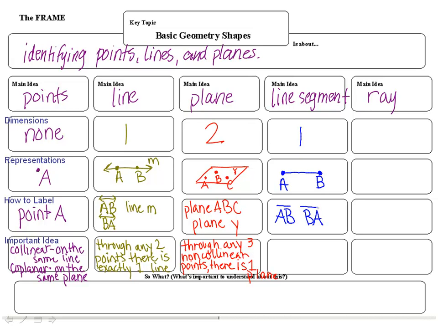So our important idea here is that the order does not matter for naming.